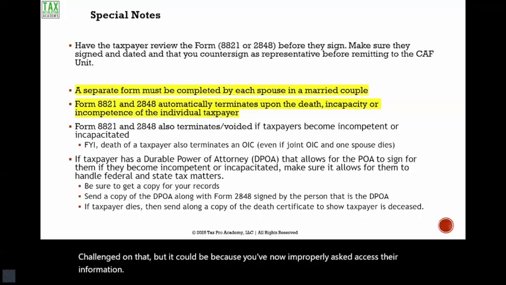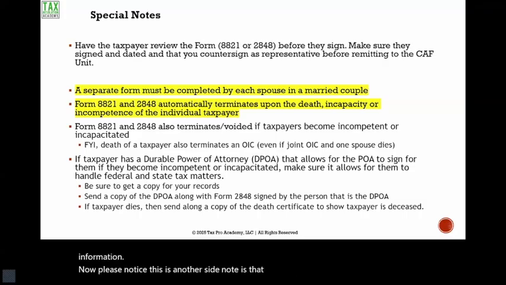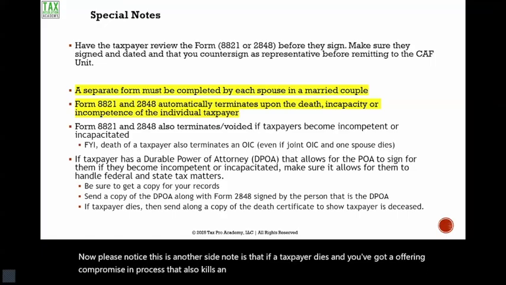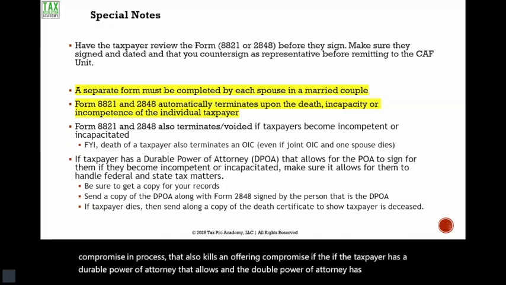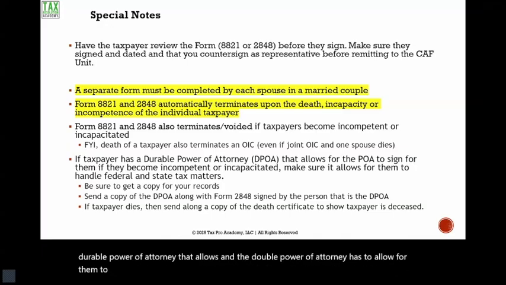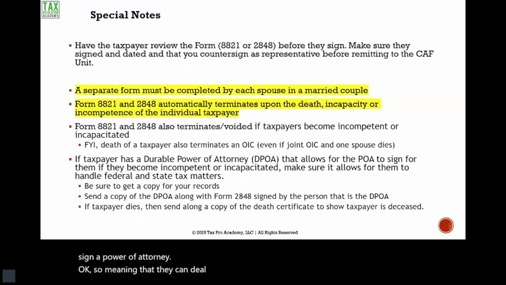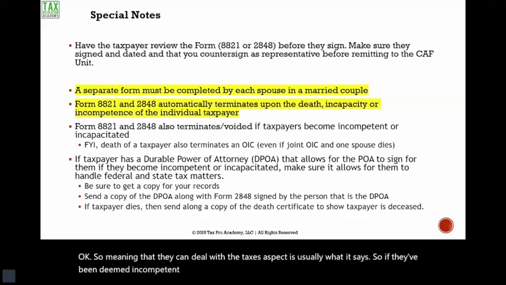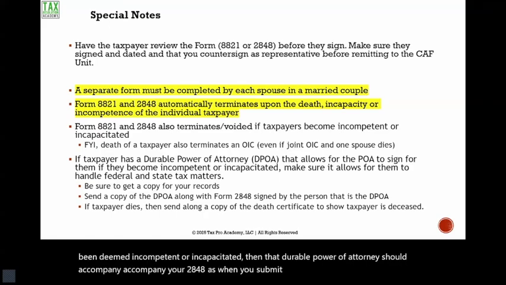Now, please notice this is another side note: if a taxpayer dies and you've got an offer in compromise in process, that also kills the offer in compromise. If the taxpayer has a durable power of attorney, the durable power of attorney has to allow for them to sign a power of attorney, meaning that they can deal with the tax aspect, which is usually what it says. So if they've been deemed incompetent or incapacitated, then that durable power of attorney should accompany your 2848 when you submit it. Okay.